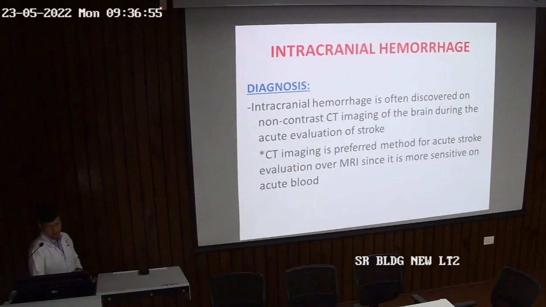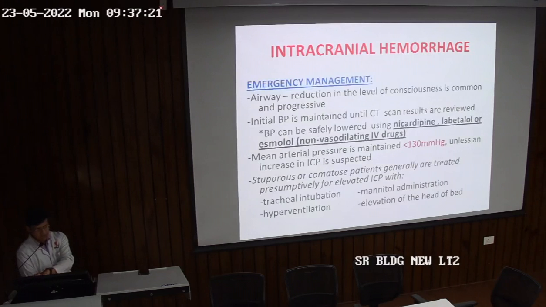And how will you diagnose the intracranial hemorrhage? It can be diagnosed through the use of non-contrast CT. So intracranial hemorrhage is often discovered on the non-contrast CT imaging of the brain during the acute evaluation of the stroke, and CT imaging is the preferred method for acute stroke over the MRI since it is more sensitive to acute blood. So we can safely diagnose the intracranial hemorrhage with the use of non-contrast CT.